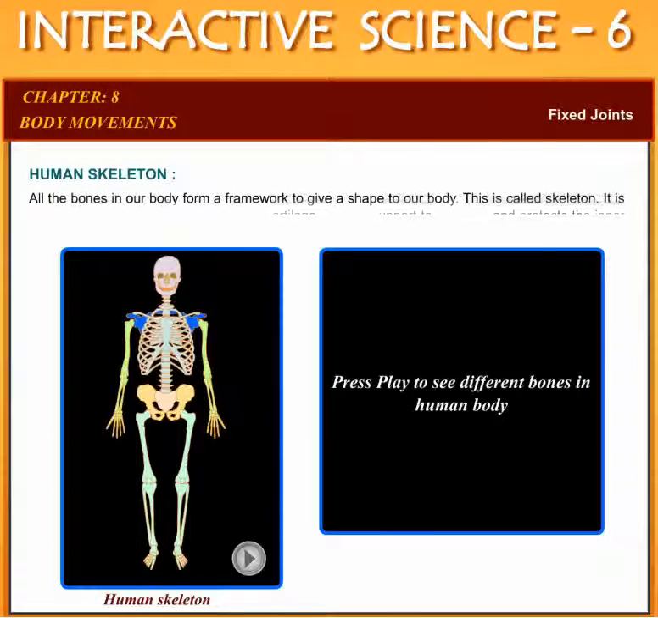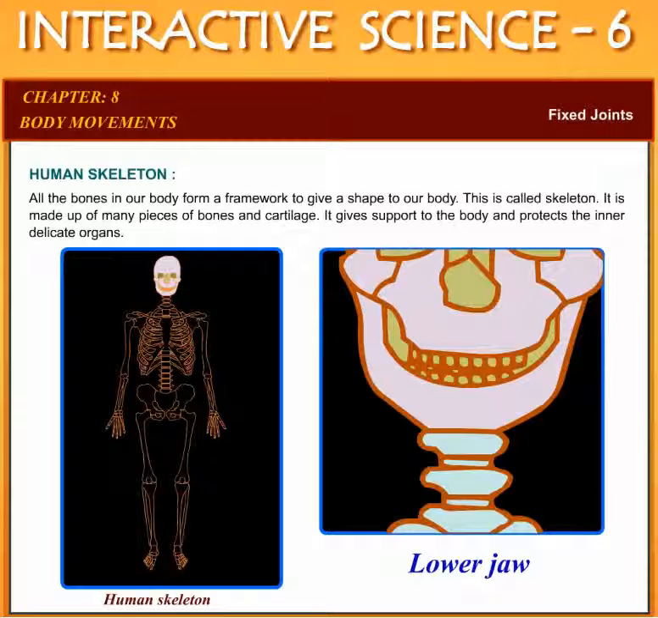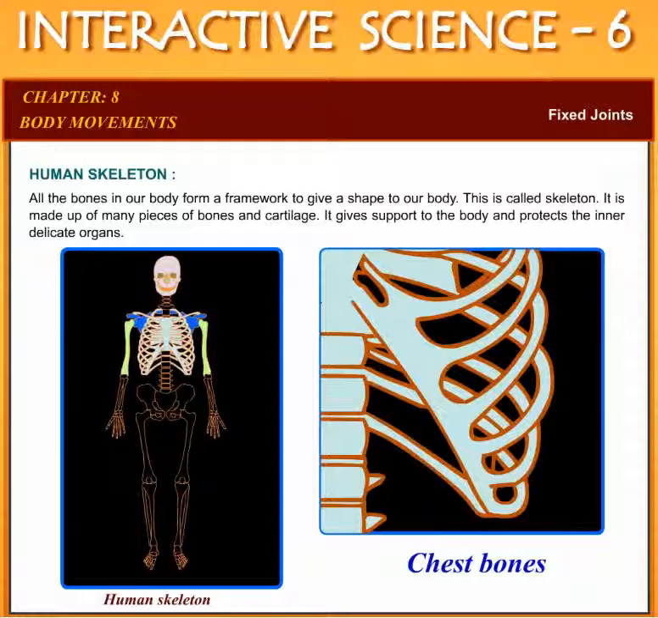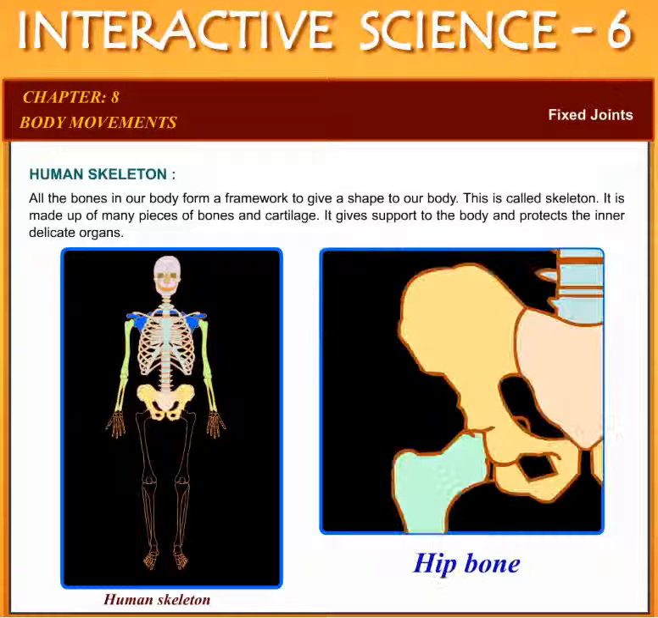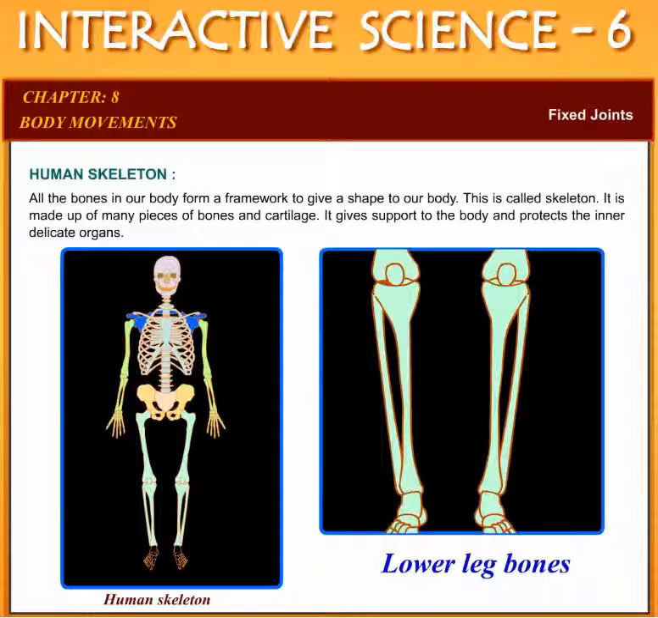Human skeleton. All the bones in our body form a framework to give a shape to our body. This is called the skeleton. It is made up of many pieces of bones and cartilage. It gives support to the body and protects the inner delicate organs.